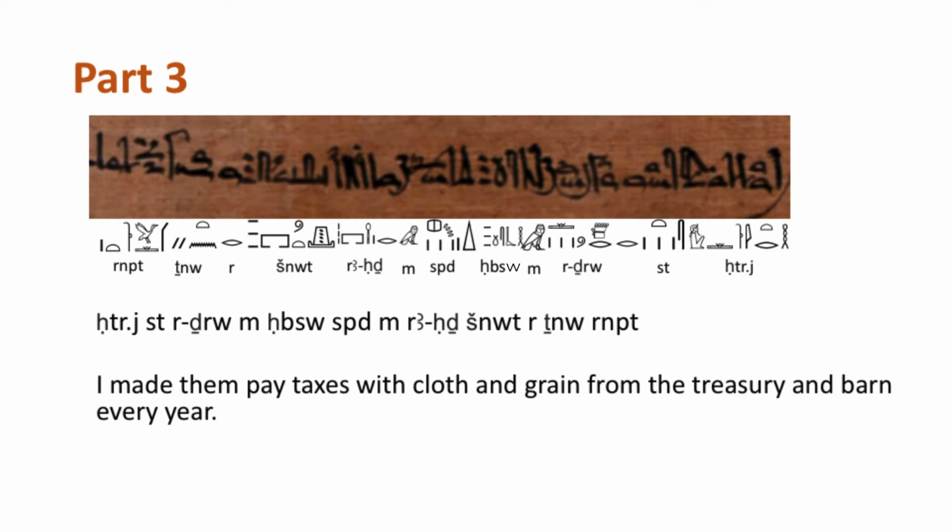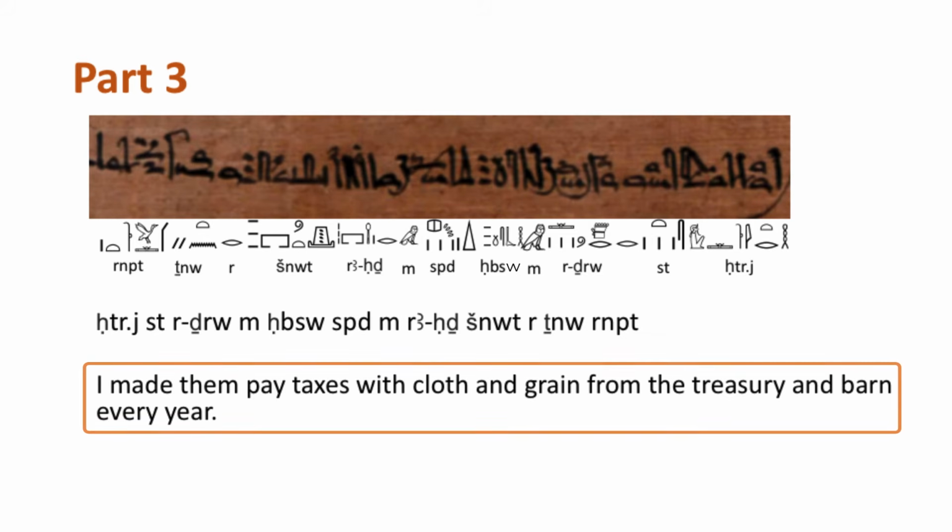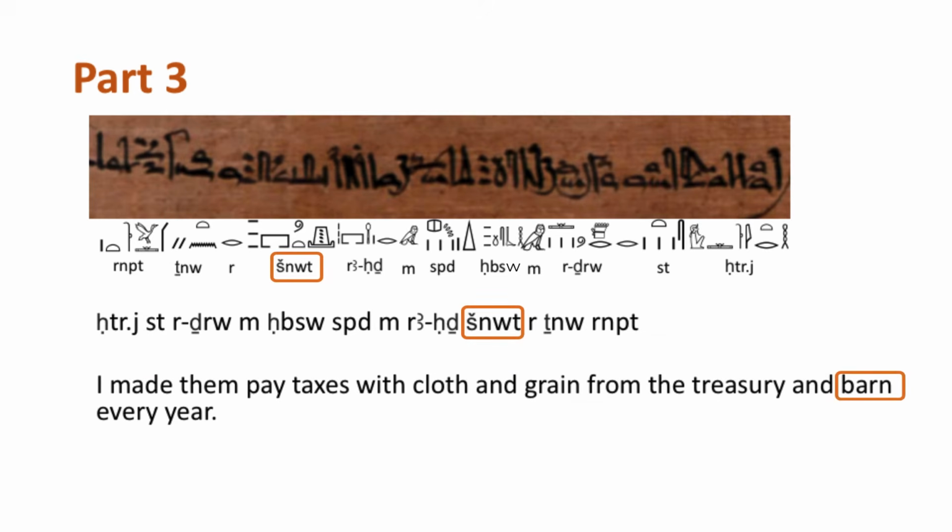In the third part, Ramses III narrates, I made them pay taxes with clothes and grain from the treasury and barn every year. The word barn in this text is still used today in the Egyptian Arabic language and is pronounced shona.